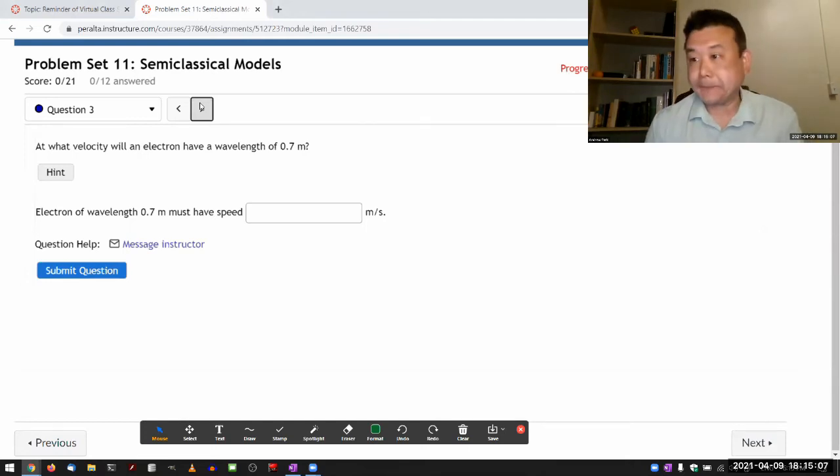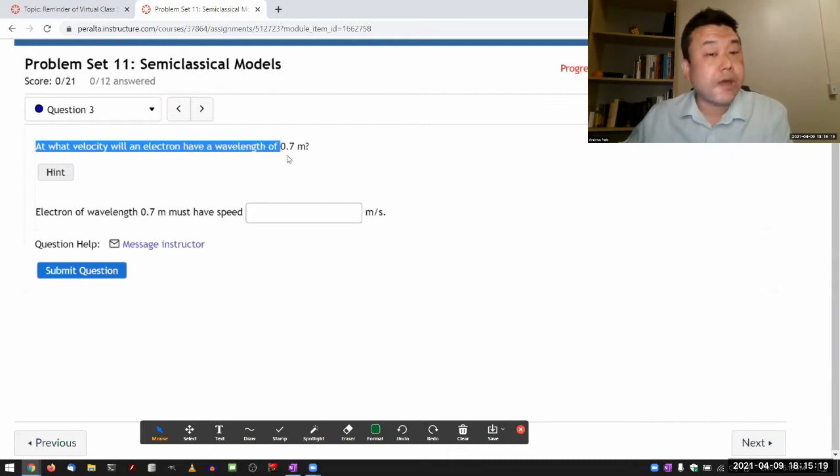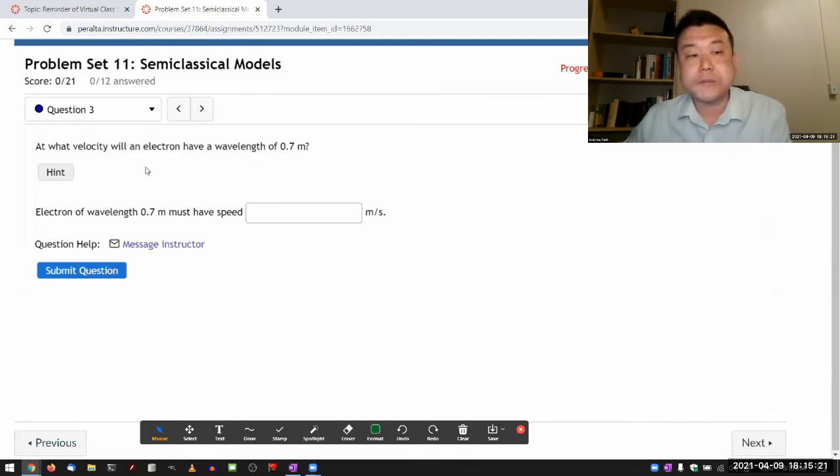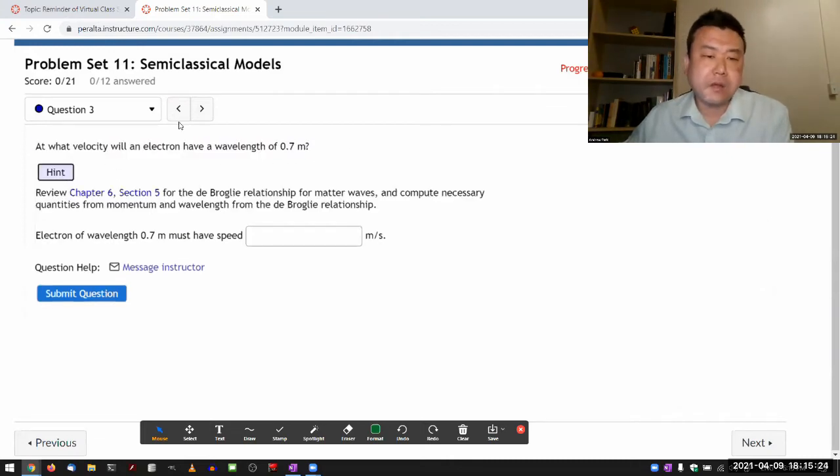Question three. At what velocity will an electron have? So I think if you look at the hint, it'll walk you through. This is where you actually do have to start using the de Broglie relationship. I think the other way will be a bit confusing, especially at this stage.